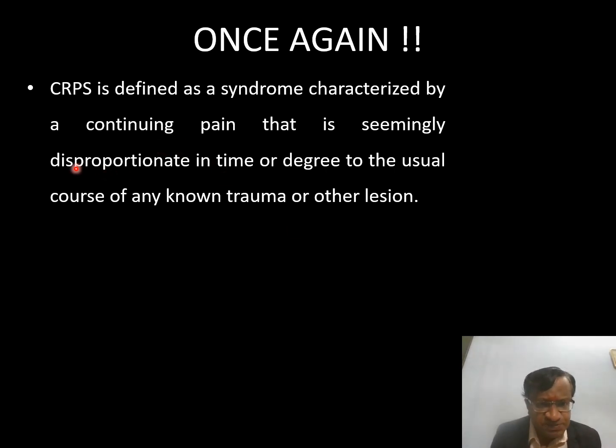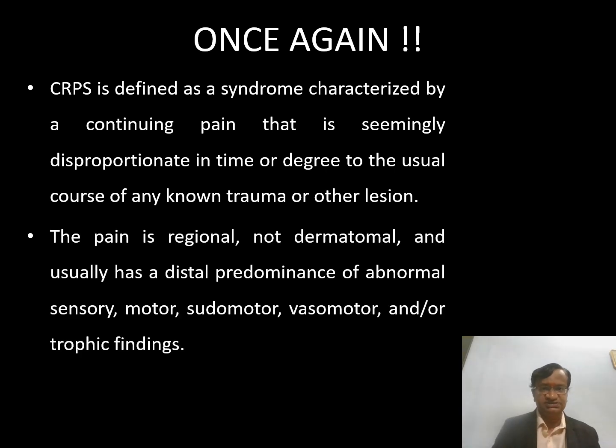Continuing pain that is disproportionate in time and degree. Now we have got an injury here. This injury happened 2 months ago. This 2-months-ago injury has to heal normally. What is the known course? We know that this trauma will heal and will not have any pain. Now he has got pain. The degree is high. The time is prolonged. That is what is called CRPS. After 2 months, he is having pain and there is more intense pain. So this is what is CRPS.